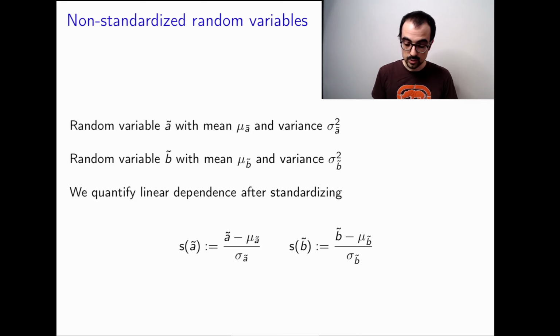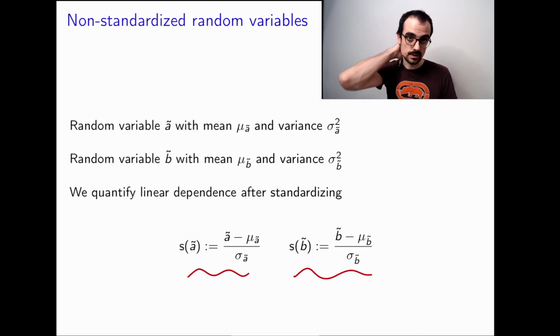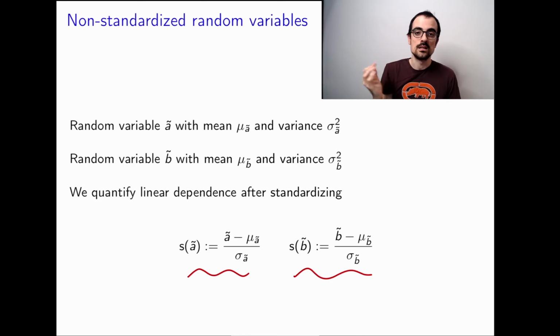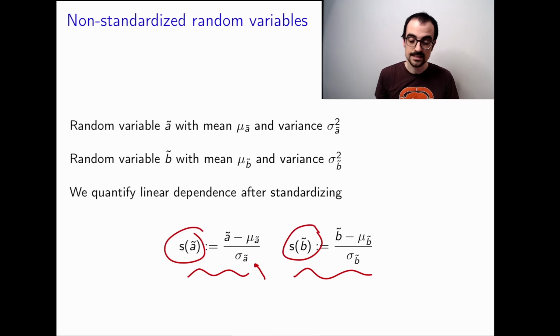And we do that for the two random variables, and then we consider what is the linear dependence between them, with the logic that since we're just subtracting by a constant, so we're just centering, and we're just scaling, if there's linear dependence between these standardized versions of the random variables, then there should be linear dependence between the original random variables.